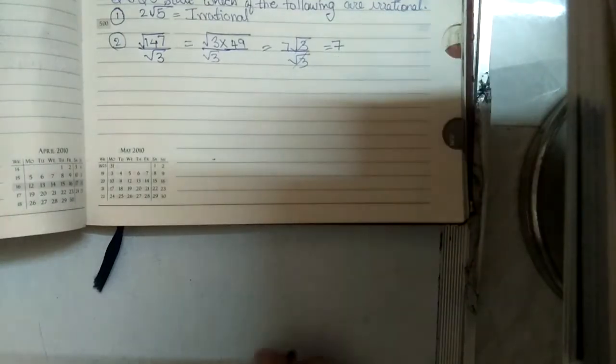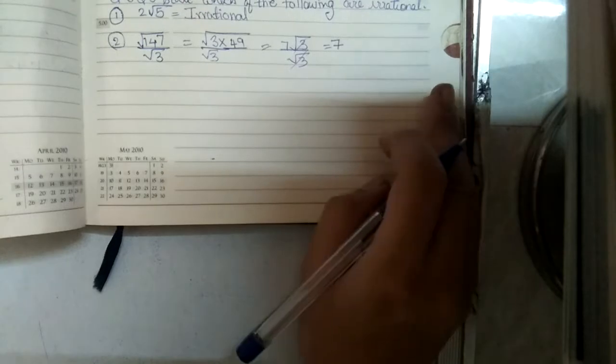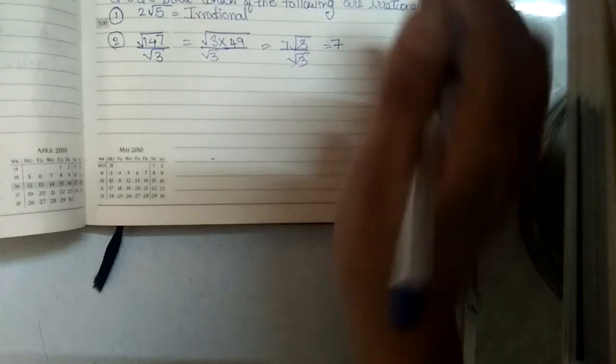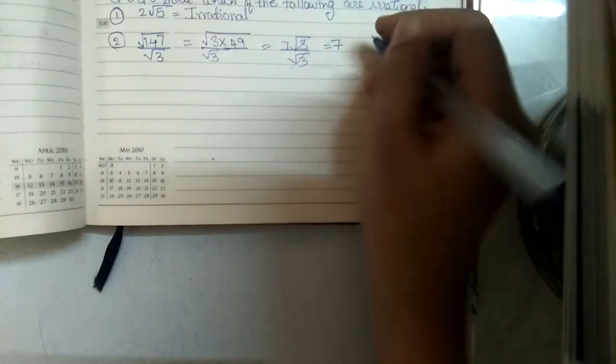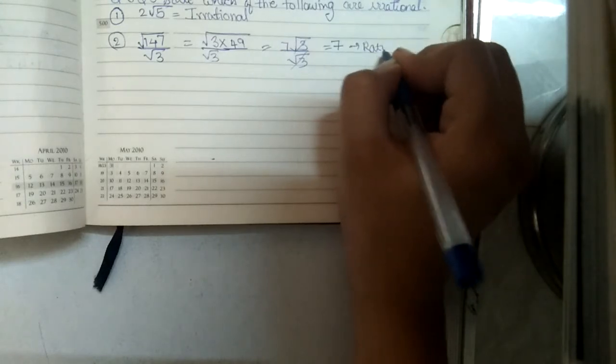7 is neither non-terminating nor non-repetitive. It is terminating, and it's a number, so it's a rational number.